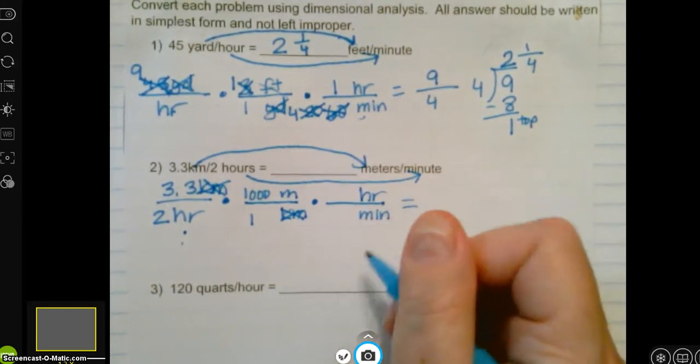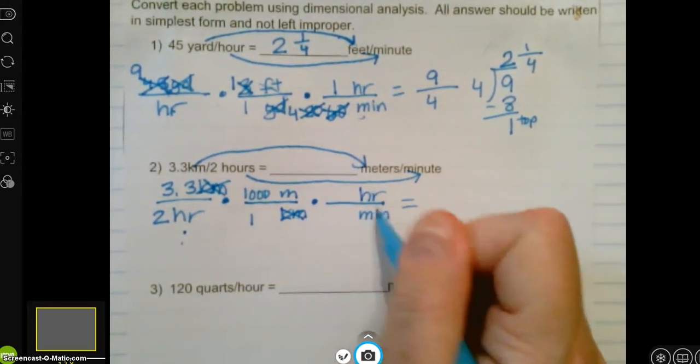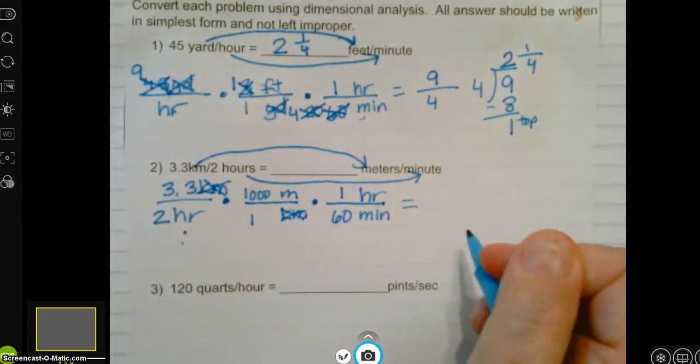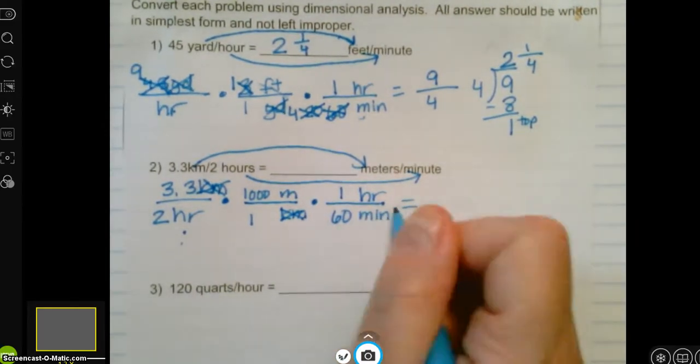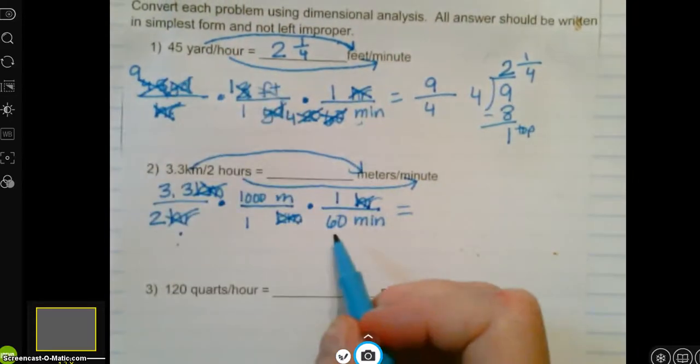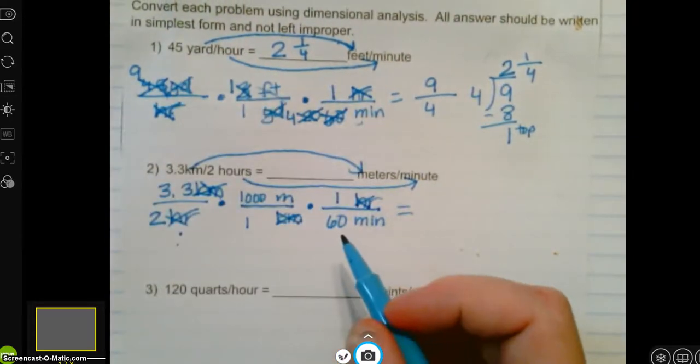The next question you don't find on your formula chart, it is in your brain. How many minutes and hours are equal to each other? 1 hour is 60 minutes. So since I drew a line, cross, cross. Ooh, look here, I didn't even do that. Okay, now we're ready to solve.